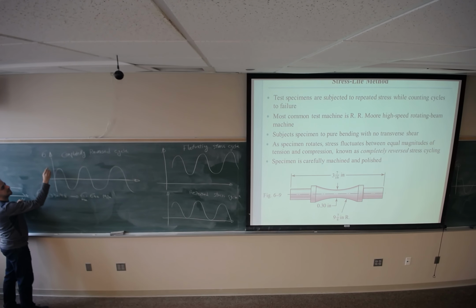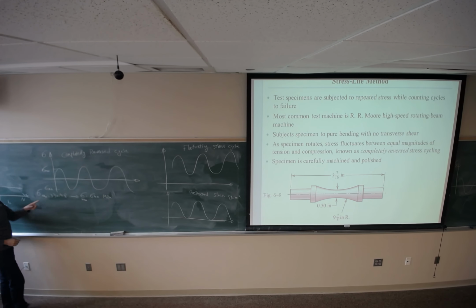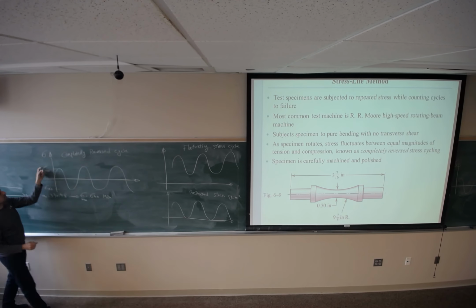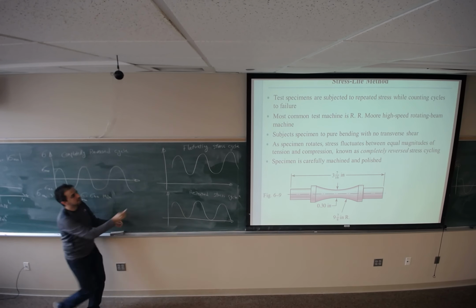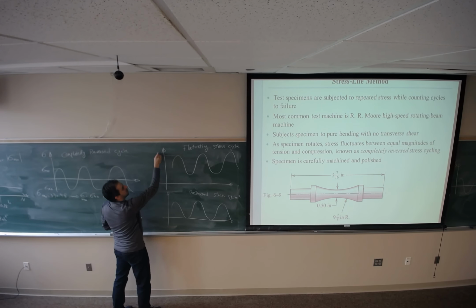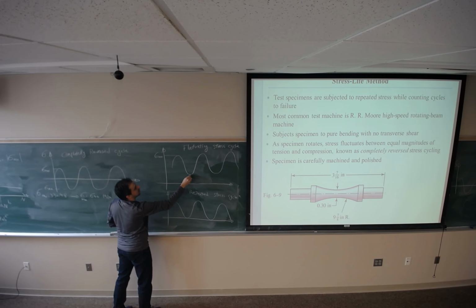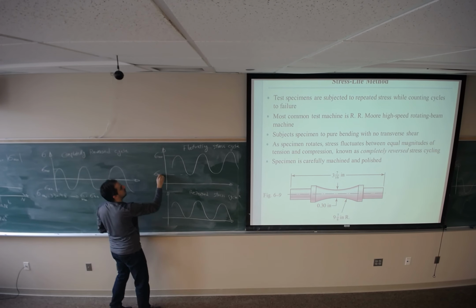One is sigma max. If I ask you what would be the maximum stress here, you can label this. What would be the sigma min here? It's going to be this one. For a completely reversed cycle, sigma max equals the absolute value of sigma min. Here, sigma max is going to be here. Sigma min is going to be right here.